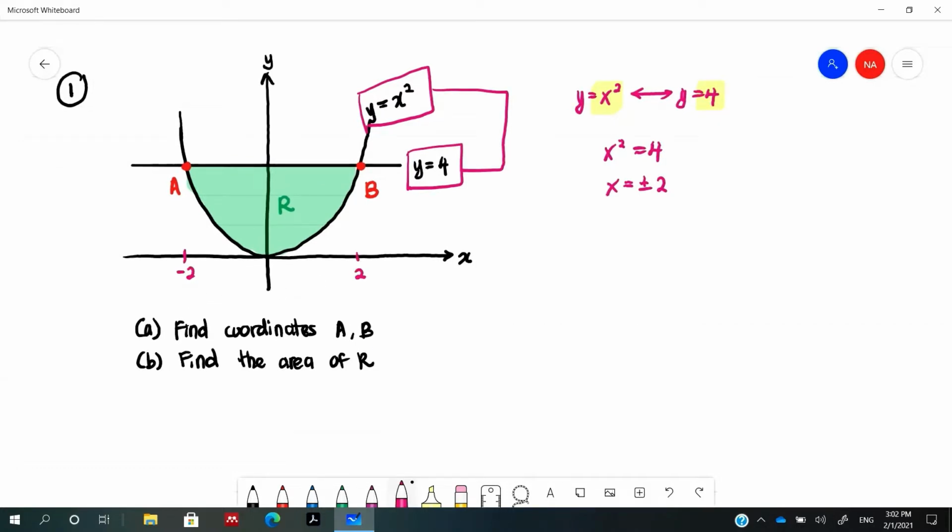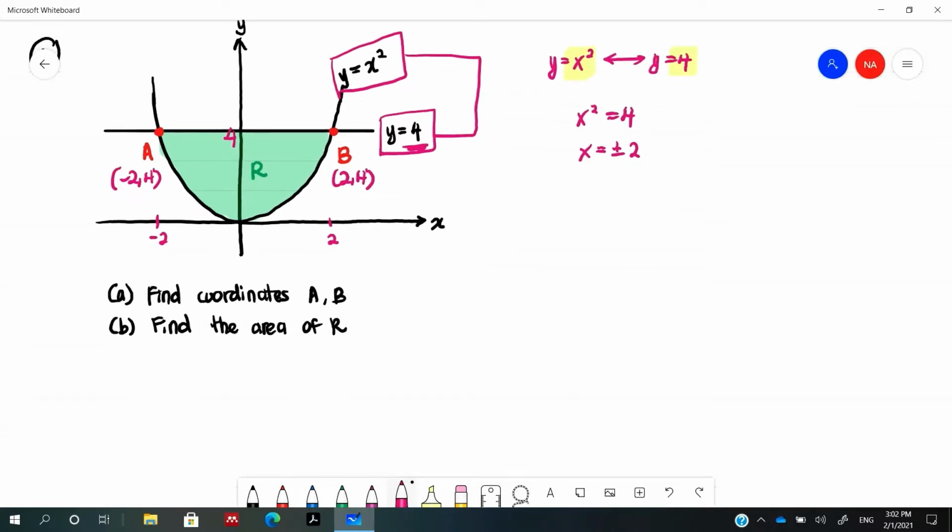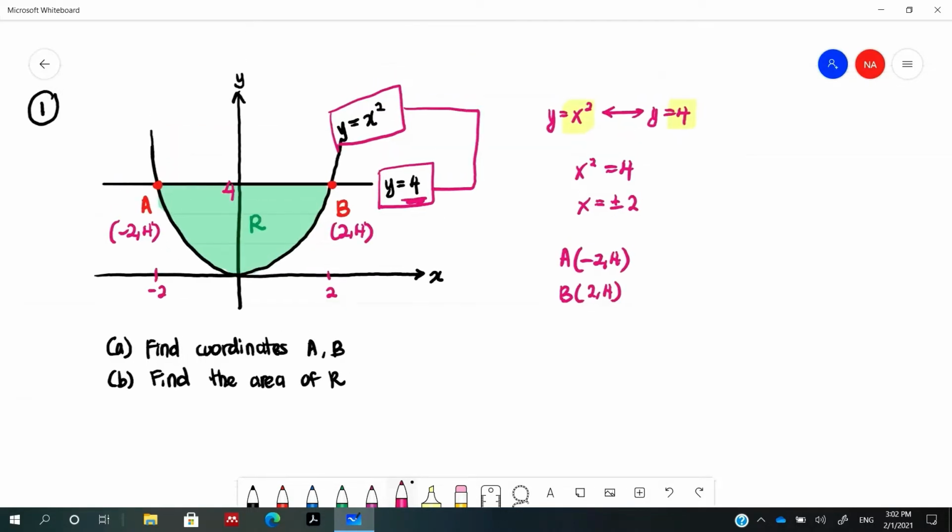Because we want to find the coordinates, we have to find the ordinate of y. How do we find that? We know that it is 4 at this place, so the y coordinate is 4. So A is equal to (-2, 4) and B is equal to (2, 4). You have to write it properly. That is the first question.